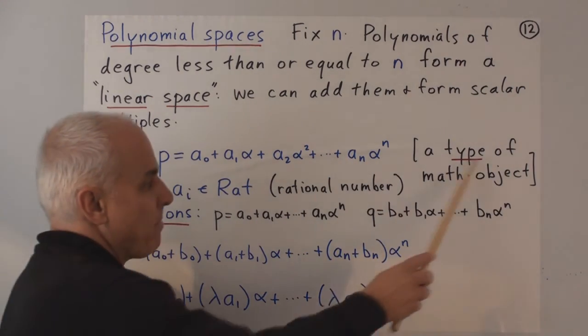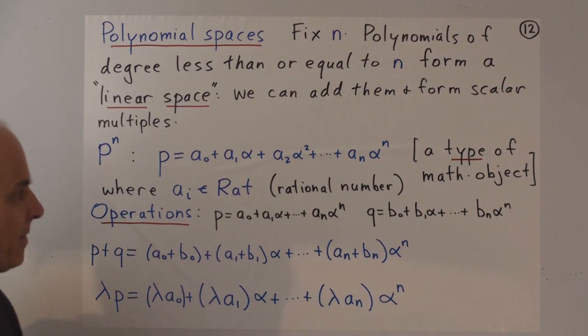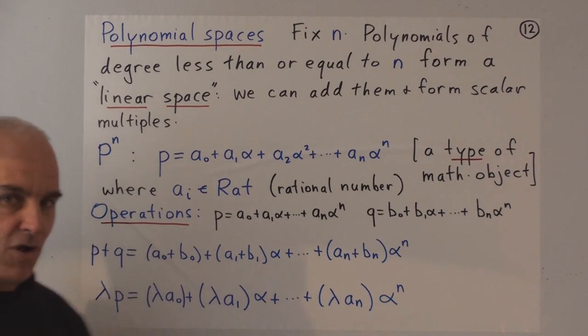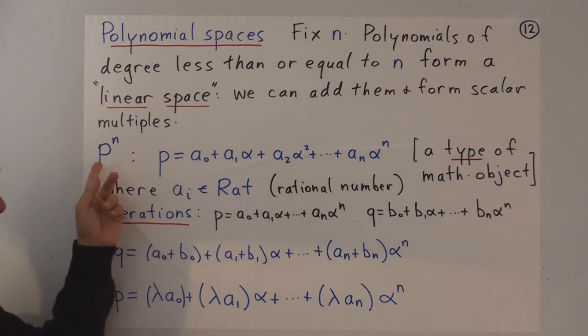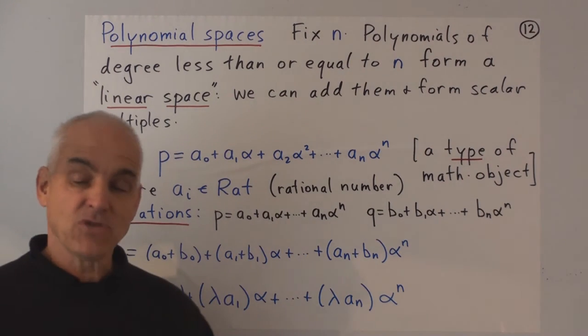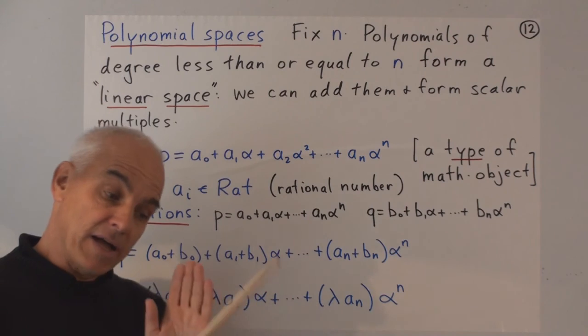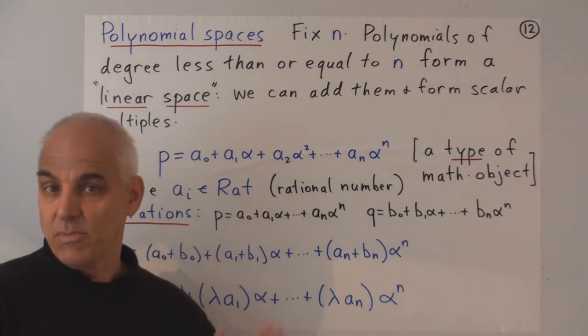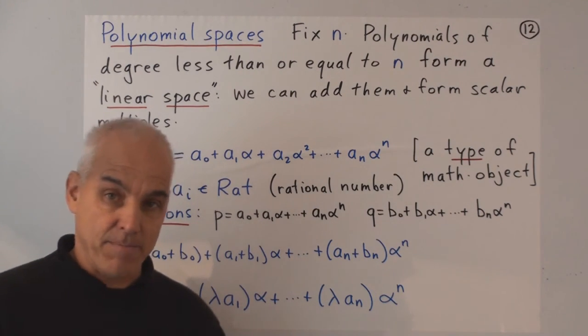So this defines a type of mathematical object. We're not going to consider the set of all such things. So this symbol here does not represent a set. It just represents a type of object. We've identified this kind of object is going to be of interest to us. We're giving it a name.